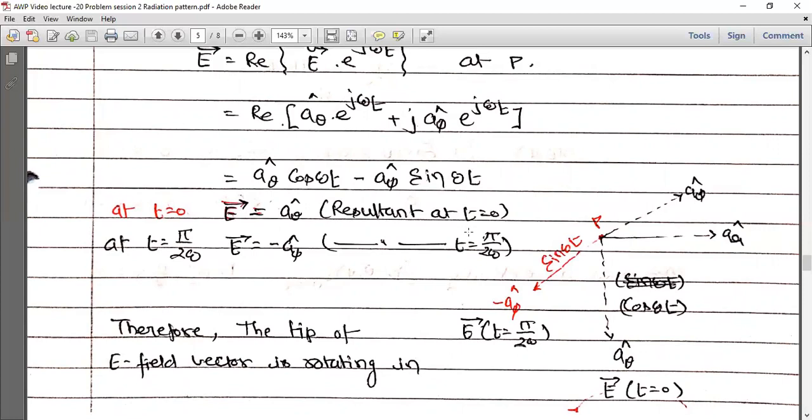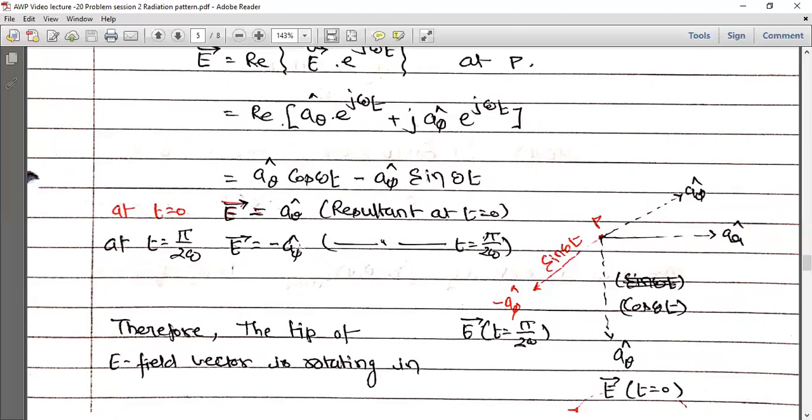So omega t becomes pi by 2, that means at time t equals pi by 2 omega. When you substitute t equals pi by 2 omega in the expression, you find that omega t will be pi by 2. So at t equals pi by 2 omega, the electric field intensity phasor will have a theta cap cos pi by 2 minus a phi cap sin pi by 2. Cos pi by 2 is 0, that's why a theta cap cos pi by 2 is 0, and we have the resultant as minus a phi cap sin pi by 2. Sin pi by 2 is 1. So the resultant electric field intensity is just minus a phi cap.